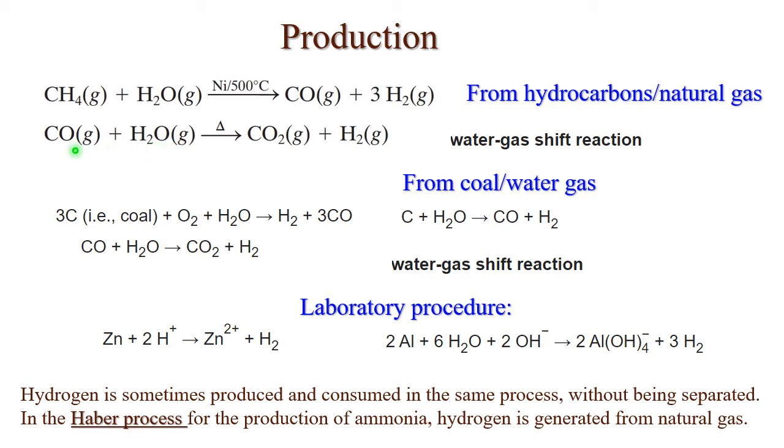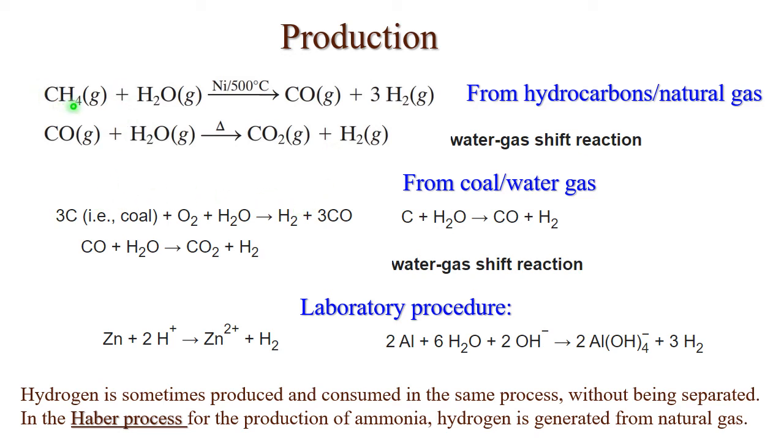Now further, we can run so-called water-gas shift reaction. Water-gas is mixture of CO and H2. And this carbon monoxide reacts with water to give carbon dioxide and one more hydrogen molecule. As a result, you have CO2, which can be relatively easily separated. Actually, it freezes at a relatively low temperature, and you have pure hydrogen gas.